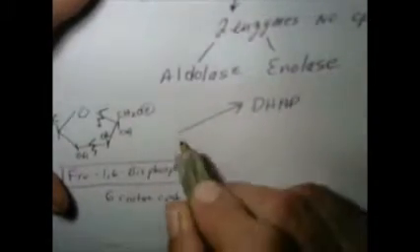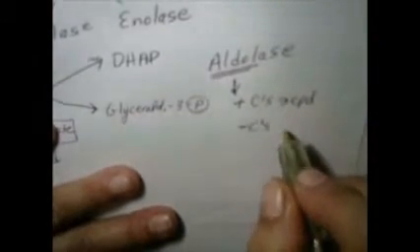DHAP and glyceraldehyde 3-phosphate. To get from here to here, we're cutting carbons. An aldol refers to reactions where you're adding carbons to a compound, or you're cutting carbons off of a compound. So that's aldolase. So aldolase and enolase are the two enzymes with no compound names.